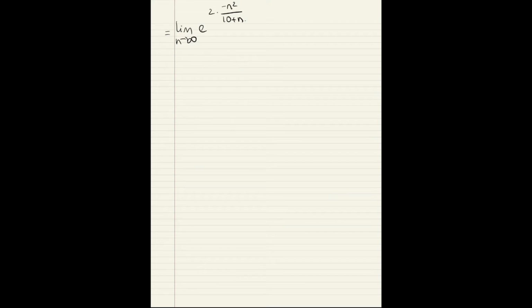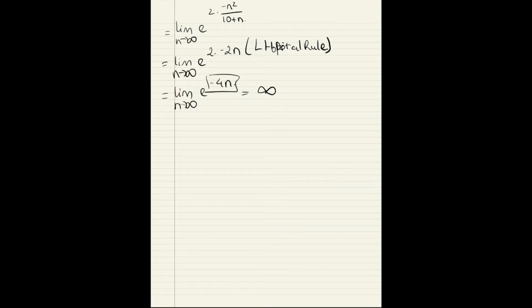After you've got this step so far, we now have the limit of n to infinity of e to the 2 times negative 2n, which is the limit of n to infinity of e to the negative 4n, which is positive infinity, even though it's negative right here, because e to a power is always bigger than 0. So yeah, it's always going to be positive infinity.